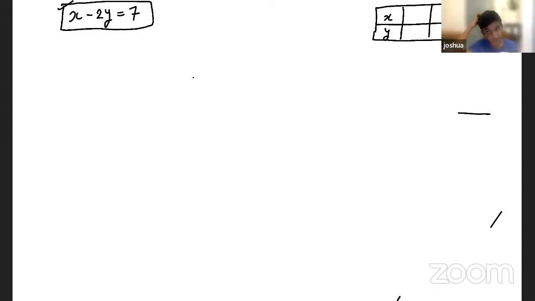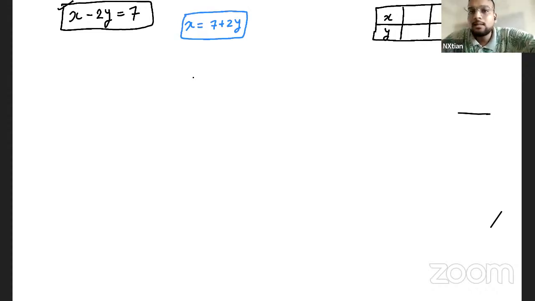Sir, I have a doubt. What do we have to do with the 2y? Should we also add that? 2 into y. Yes, it will go like this: x is equal to 7 plus 2y. Now, whatever number you take as y, it will be multiplied by 2 also. Like 2 into y is written. So it's simple as that. No need to confuse me.